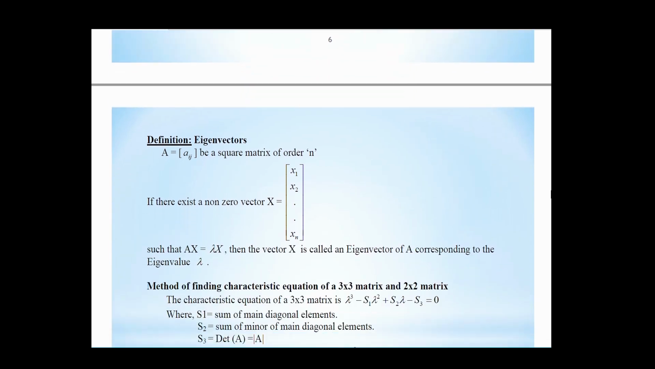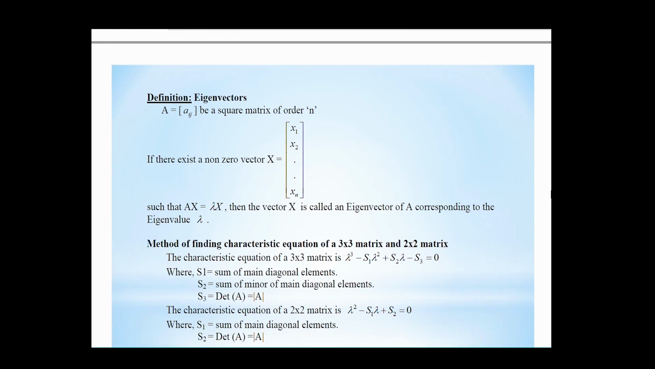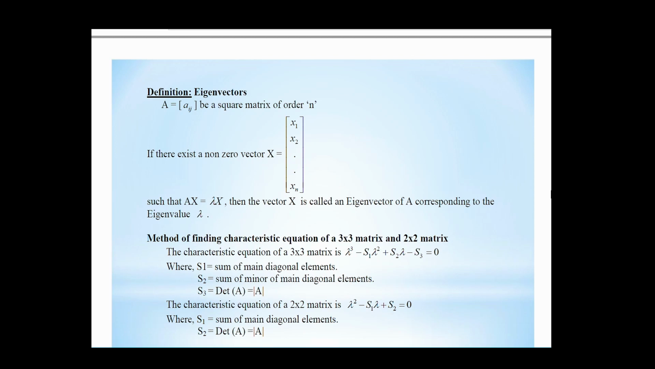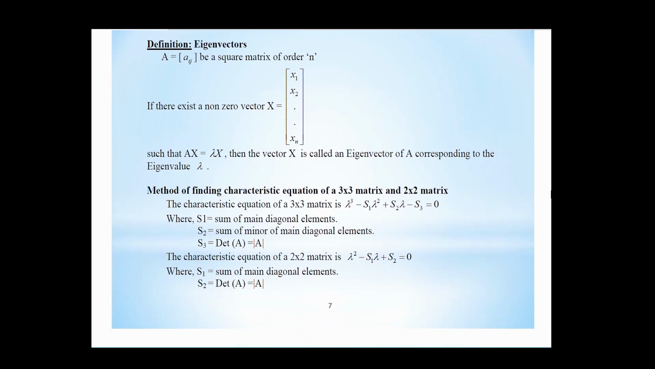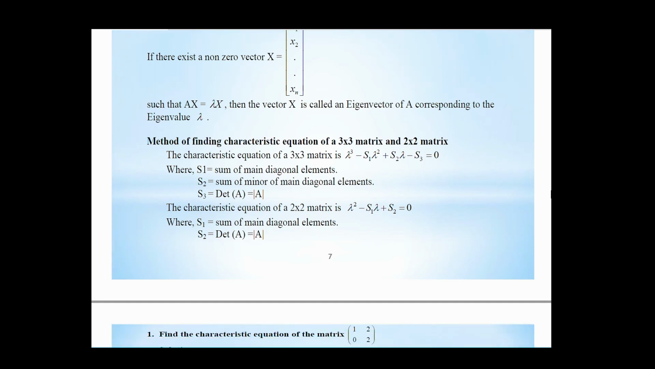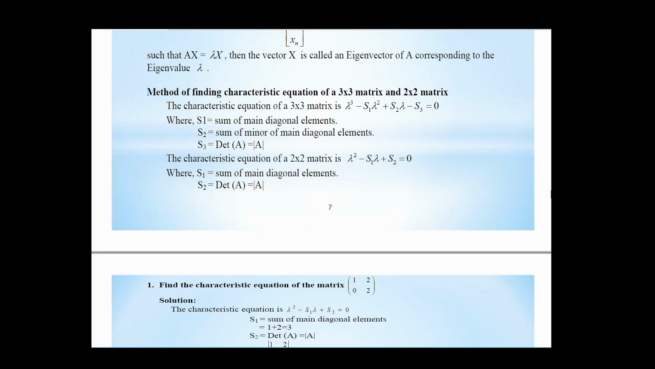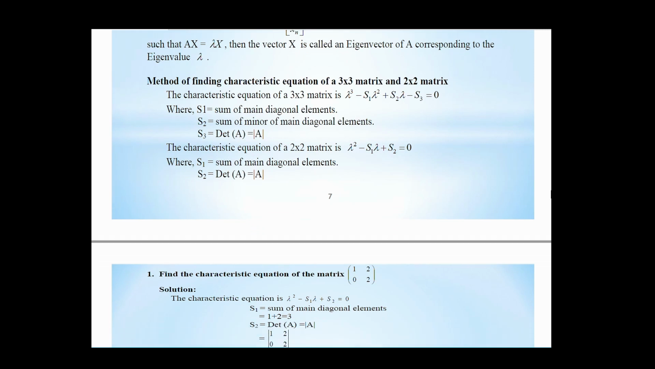Now the eigenvectors definition: let A equal to Aij be a square matrix of order n. If there exists a non-zero vector x, written as x1, x2, x3, etc. xn, such that Ax equal to lambda x, then the vector x is called an eigenvector of A corresponding to the eigenvalue lambda. Now we find the method of finding the characteristic equation of a 3 by 3 matrix and a 2 by 2 matrix.